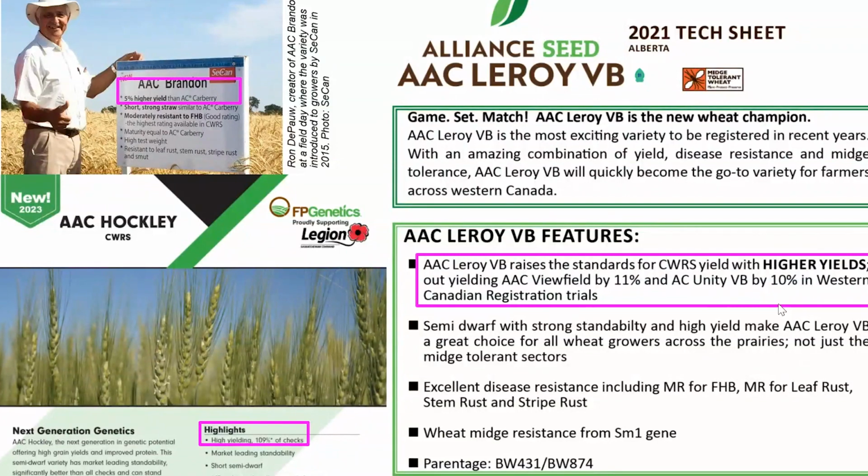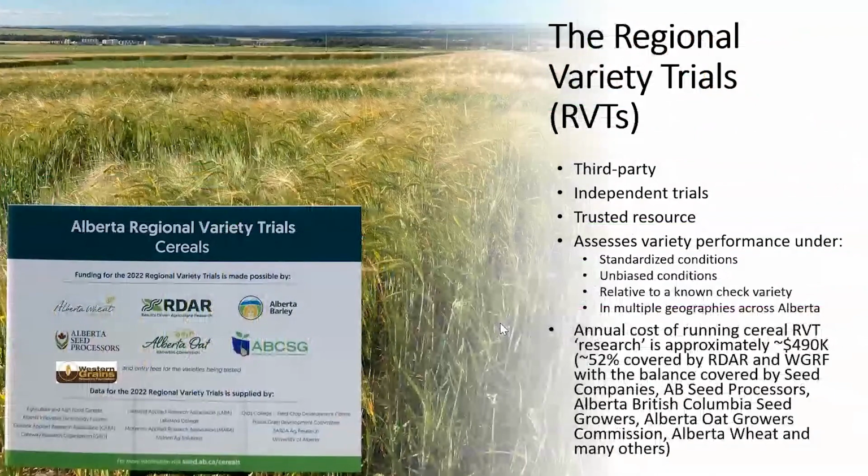So it can be very confusing. And that is where the regional variety trials, or the RVTs, I tend to use that acronym, come in. And these are great trials because they're third-party independent trials, and they're a really trusted resource because what they're doing is they're assessing variety performance under standardized, unbiased conditions and relative to a known check.